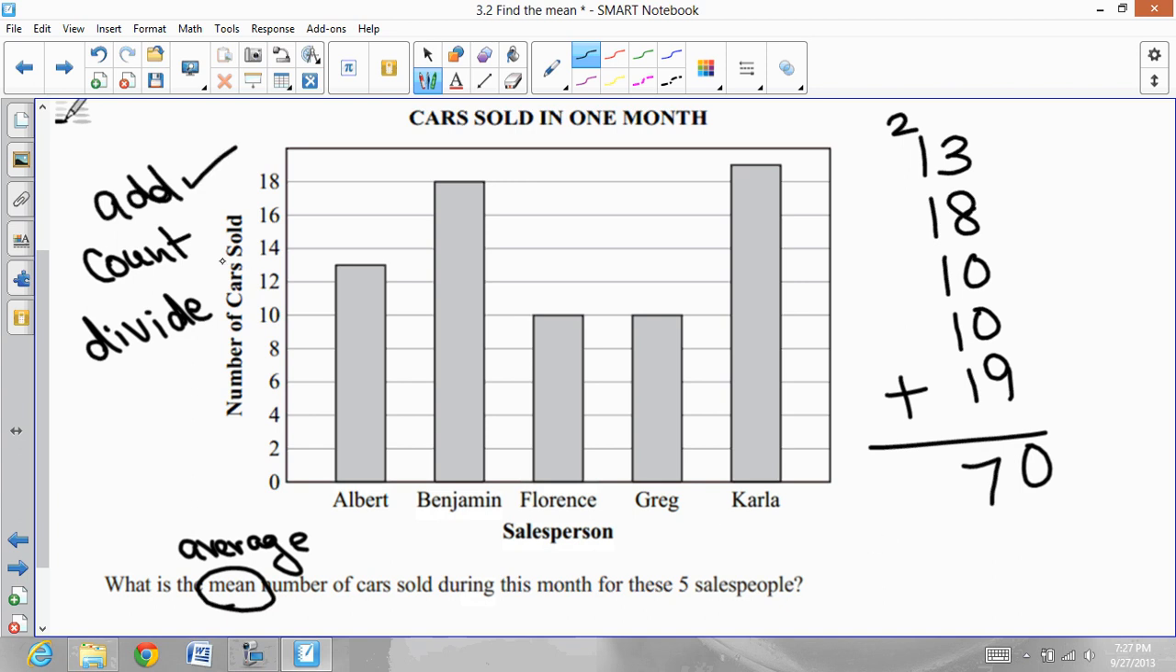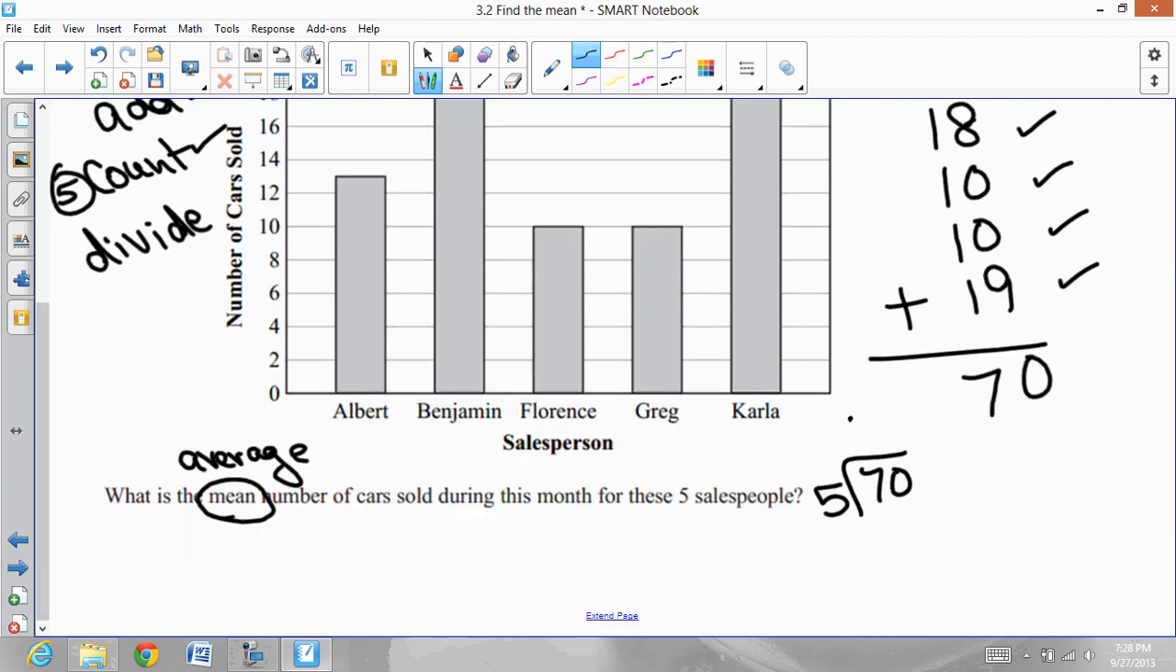Now let's count how many numbers you had. There was Albert, Benjamin, Florence, Greg, and Carla, which is 5: 1, 2, 3, 4, 5. So you counted 5 numbers. Let's take the addition, which was 70, and divide it by how many numbers we counted. So let's divide it by 5.